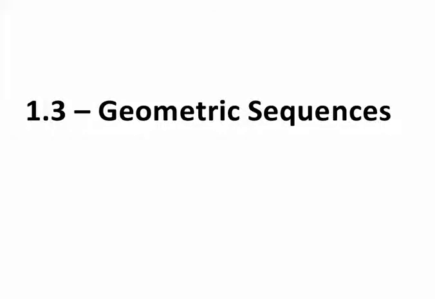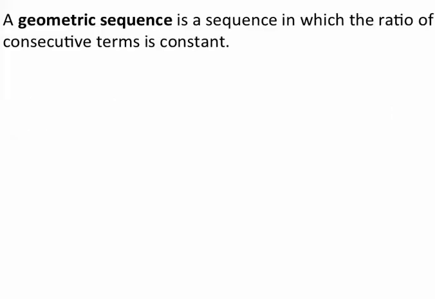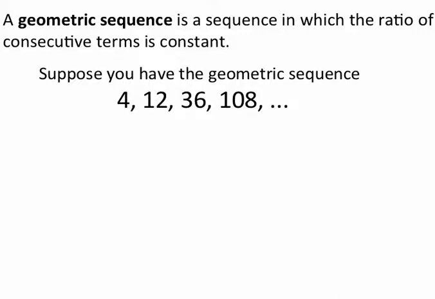Let's look now at geometric sequences. A geometric sequence is defined as a sequence in which the ratio of consecutive terms is constant. Here's an example of a geometric sequence: 4, 12, 36, 108, and we're going to explore this definition using this example.